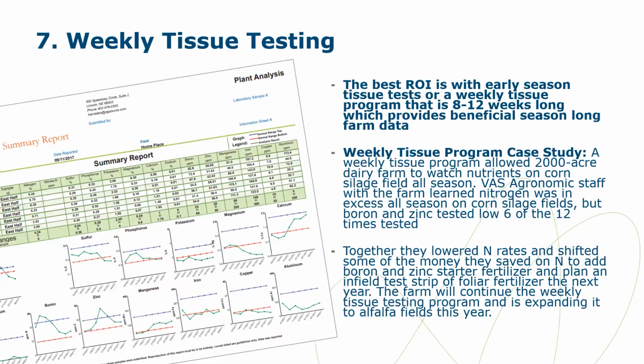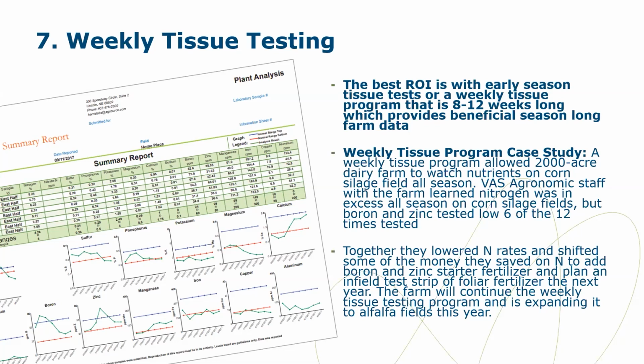Number 7, what about another tissue testing program with excellent return on investment? This would be a weekly or bi-weekly tissue testing program. A 2,000-acre dairy farm was able to gather data on their corn silage fields all season long. The farm learned that nitrogen was in excess on the corn silage fields, but boron and zinc were testing low 6 of the 12 times that they tested.